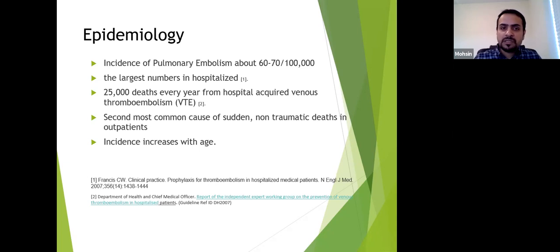The interesting part is the largest numbers of the PE happen while the patients are admitted in the hospital. So that tells you that it's related to sick patients who are hospitalized in the bed all the time. They are prone to get PE. And about 25,000 deaths every year from hospital-acquired venous thromboembolism. So that gives you an idea of its significance in terms of death burden. And it's the second most common cause of sudden non-traumatic death in the outpatient as well. So it's quite a lethal thing actually, easy to miss, but can have disastrous consequences.